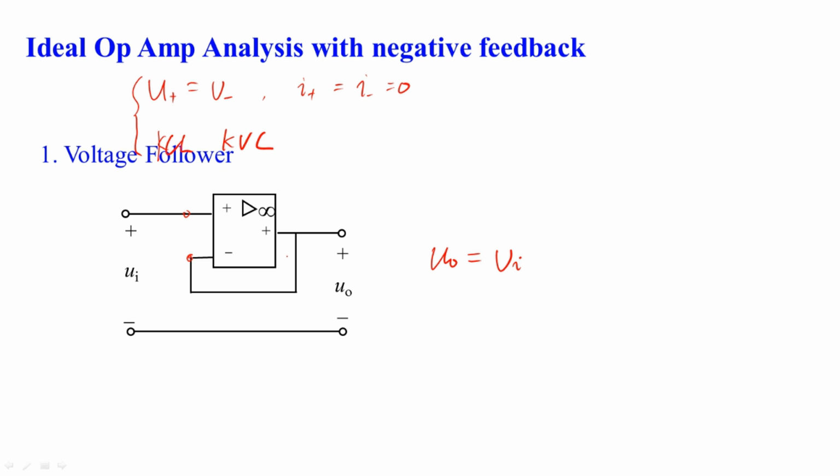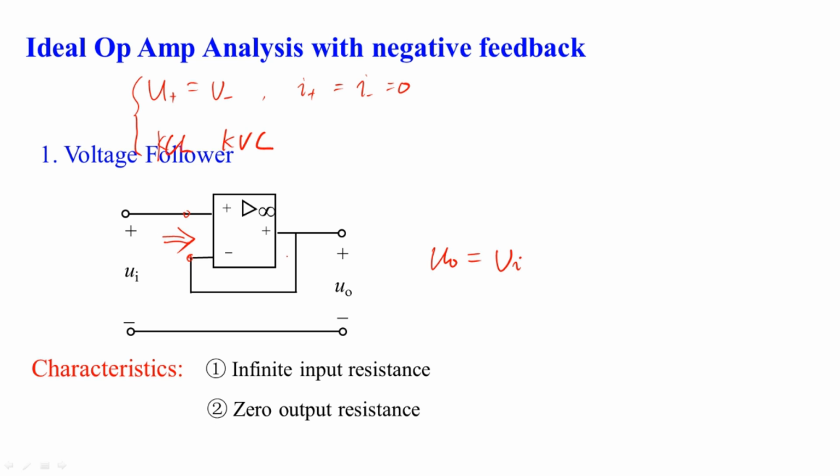Firstly, it has infinite input resistance. Seen from the input terminals, due to the virtual open circuit property between the non-inverting input and the inverting input, its input resistance is infinite. Secondly, it has zero output resistance. This cannot be seen directly from the figure. You can derive the output resistance after class. This is the assigned problem.